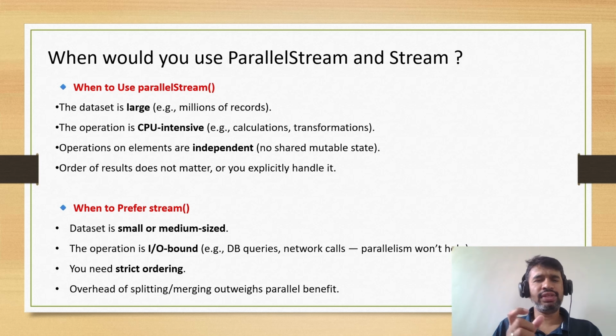Stream is better if it is a very small data set, if it is more IO bound, and when we need strict ordering. When we have the overhead of splitting and merging, stream is better. So parallel stream is for large data sets, CPU intensive operations, and operations on elements that are independent. Let's say the operation on one element is not a prerequisite to another one, such kind of things.